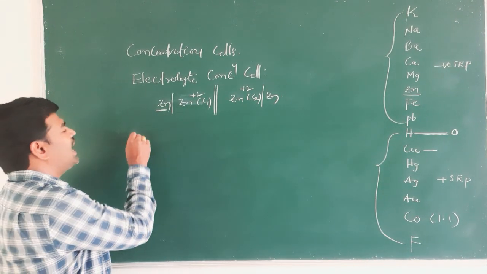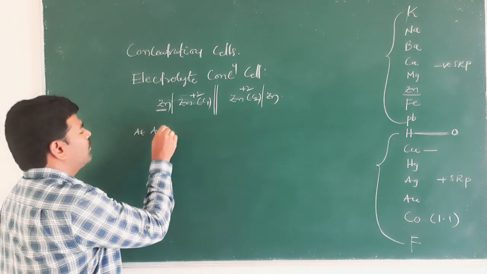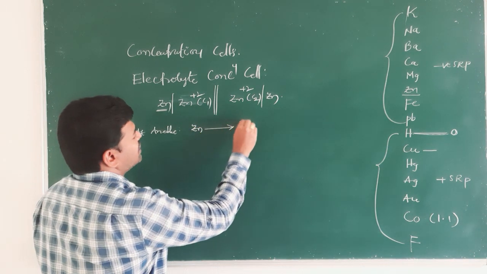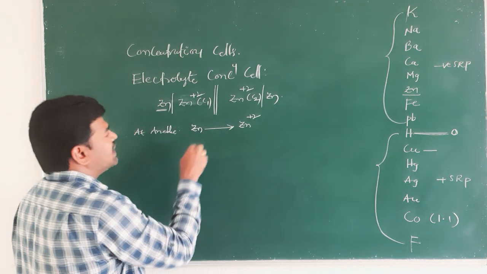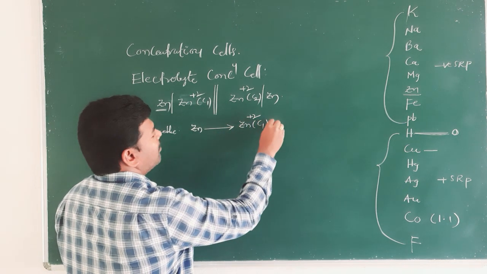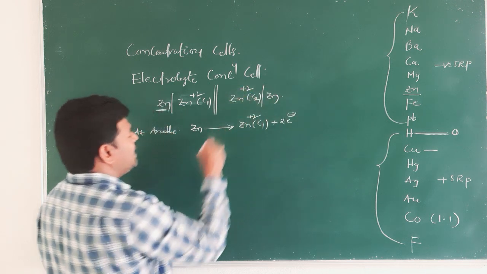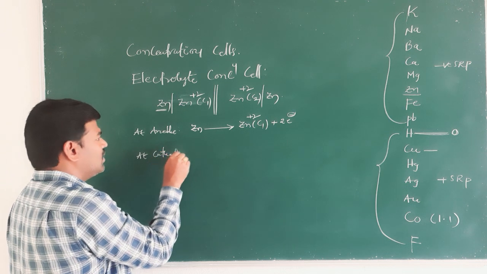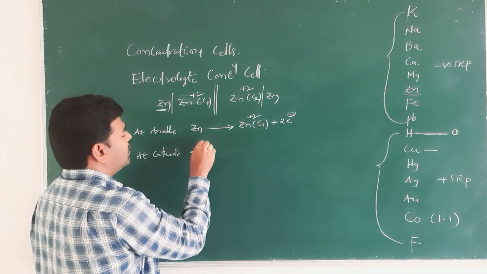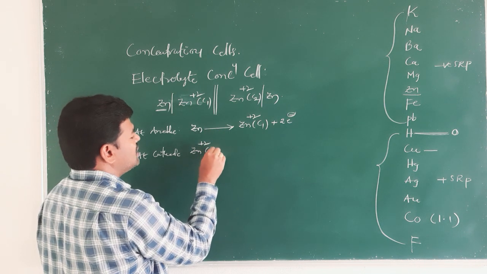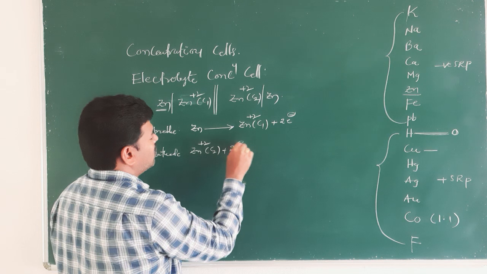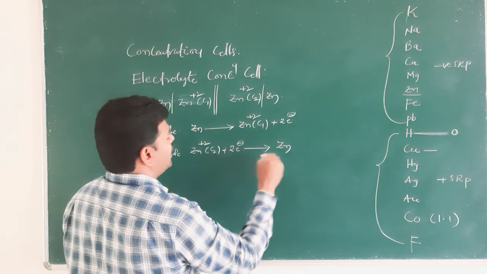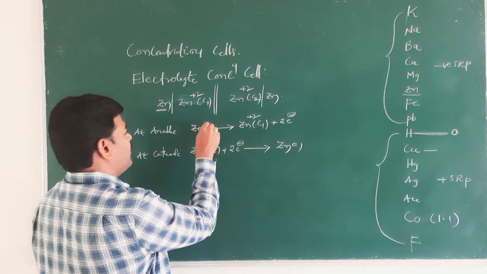Okay, what happens at the anode? At the anode, oxidation takes place, that is, zinc undergoes oxidation: Zn gives Zn2+ of concentration C1 plus 2 electrons, right. And what happens at the cathode? At the cathode, Zn2+ of concentration C2 plus 2 electrons gives rise to zinc. This is solid, of course.